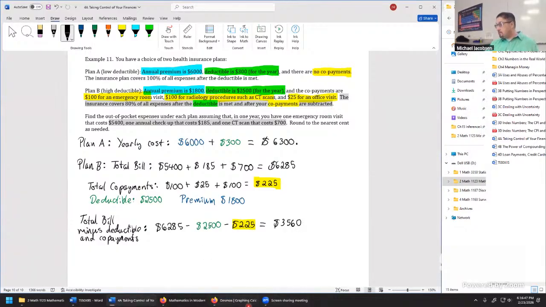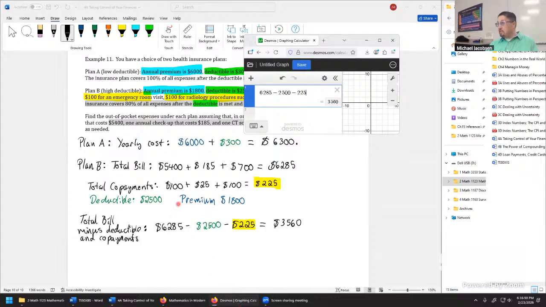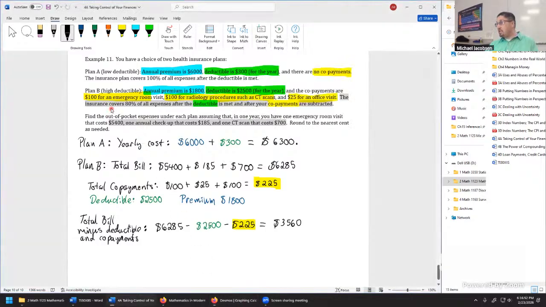$3,560. But remember, we have insurance, so the insurance is going to cover 80% of that total bill. Let me just double check my number one more time. Okay. Well, them covering 80% means we pay 20%. So even though 80% coverage seems kind of nice, 20% of that is actually a lot of money. 10% would have been well over $350, $356. We're doing 20% of that.